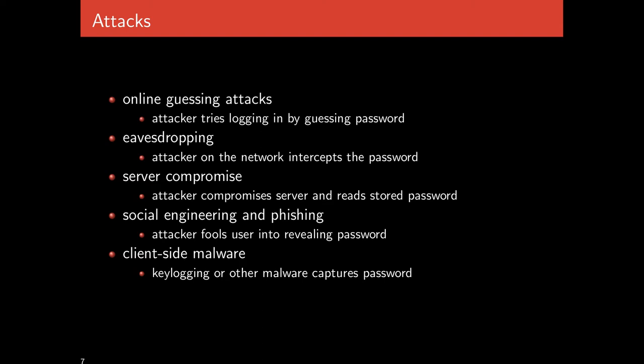There's eavesdropping, the attacker on the network monitoring the communication between Alice and Bob is able to see the password. Say Alice just transmits the password to Bob in plain text and the attacker sees it, well then they would learn that password. There's server compromise, the attacker compromises the server. And the server knows the password, so they just learn the passwords because they compromise the server, or maybe they run the server.